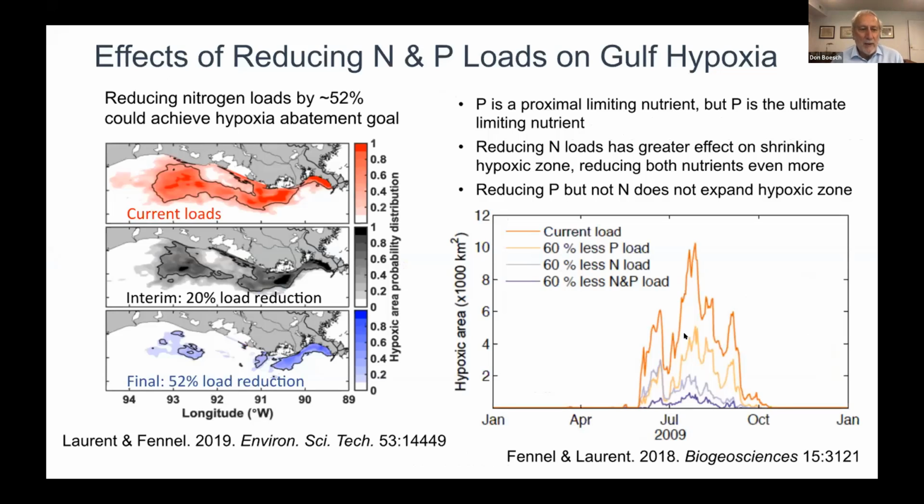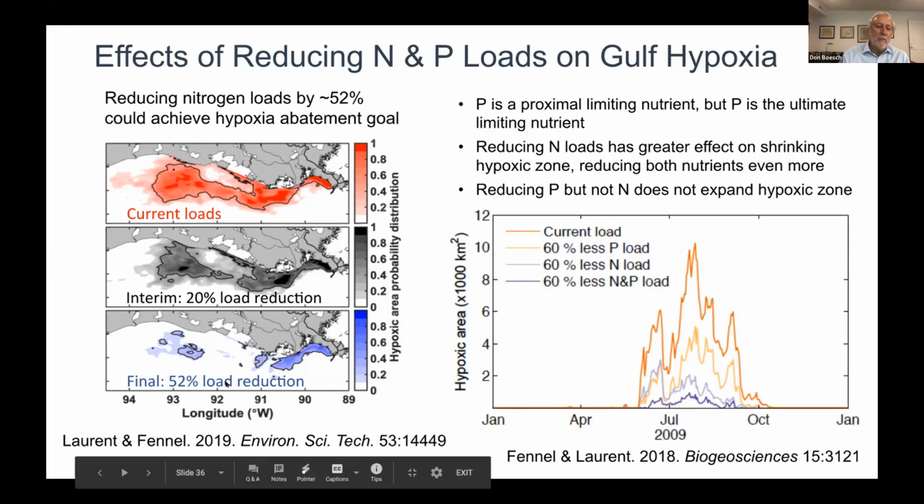It will respond, though, we think. These are some quite elegant applications of hydrodynamic models now, based upon an accumulation of knowledge about how this system works. And here it shows that in the current loads, on the average, we would have an extent of this hypoxic zone like so. And if we were able to achieve what is now the interim reduction goal of a 20% load reduction, it would shrink and actually shrink more in volume than in footprint or area, which is good.